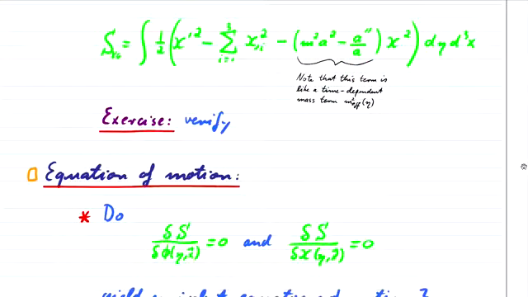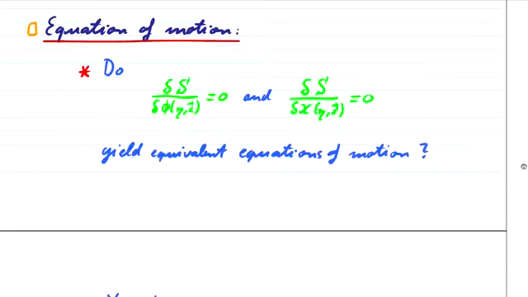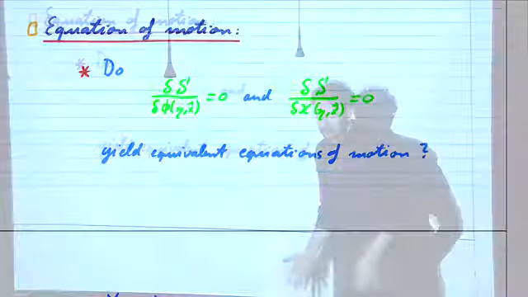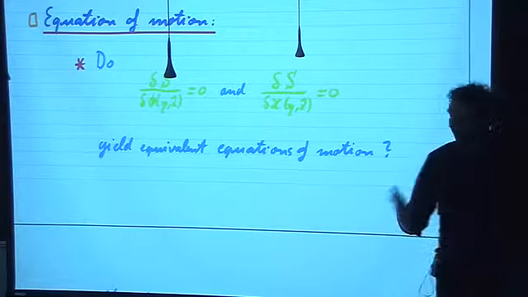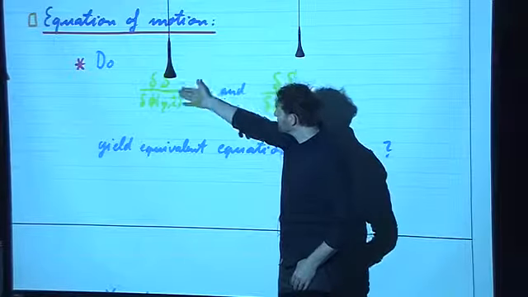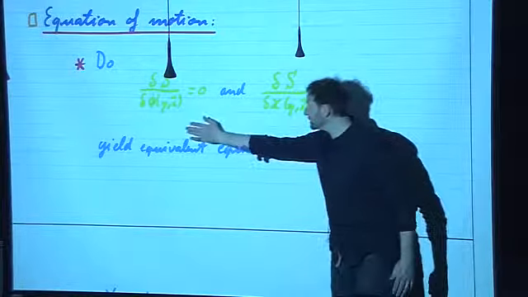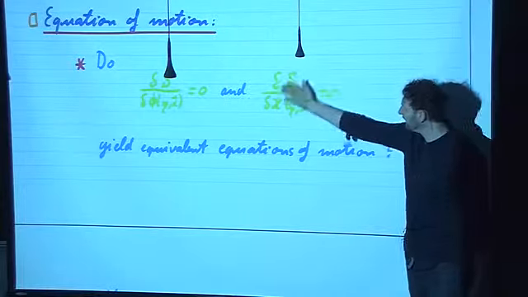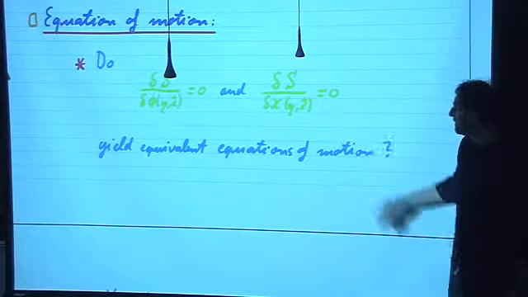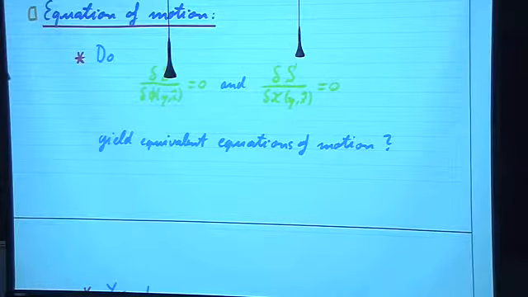So this is the action in terms of the chi field. What are the equations of motion? First of all, let's ask, does it matter whether we work with phi or with chi? If we calculate the equations of motion this way, dS by d phi equal to 0, could it be that we get a different equation of motion than if we do it with dS by d chi equal to 0? Or do they lead to equivalent equations of motion?